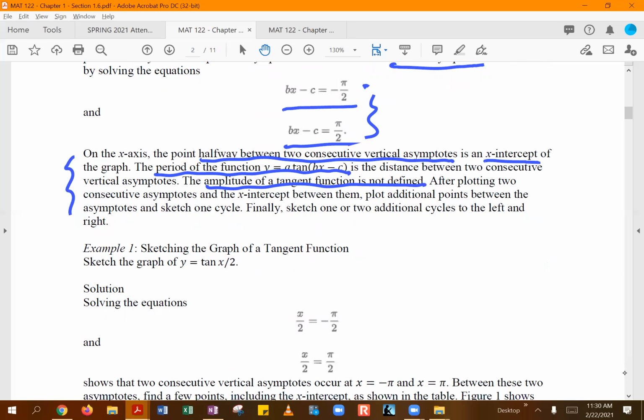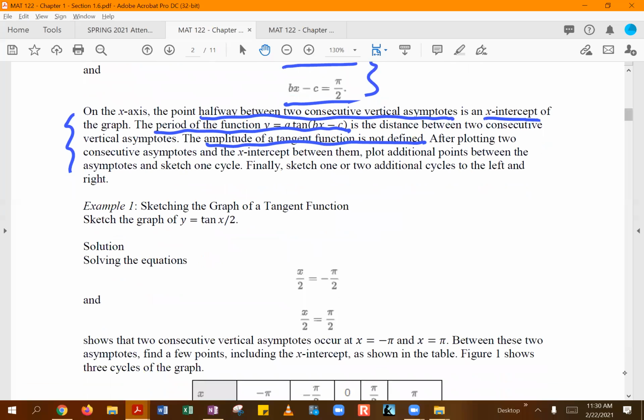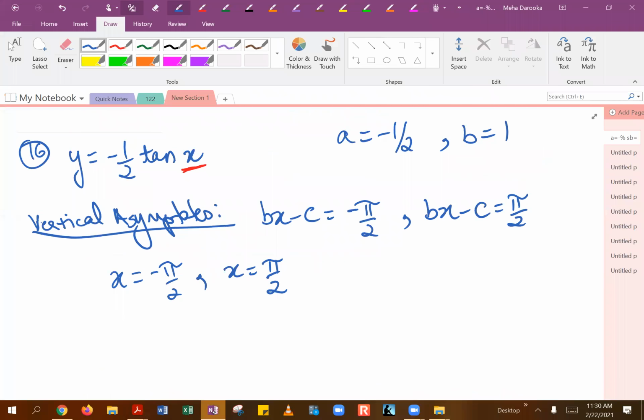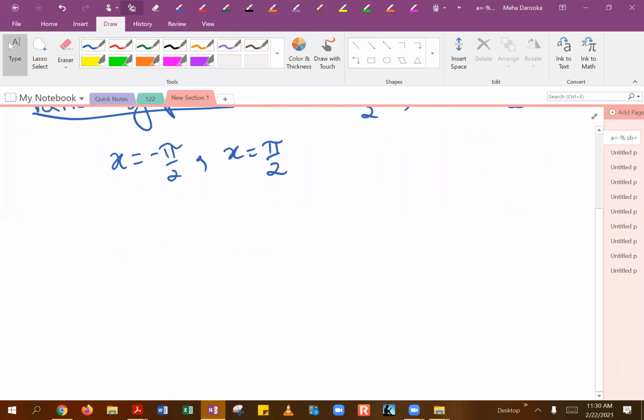And they're talking about finding where your vertical asymptotes are going to be. We know halfway between them we'll have the x-intercept, and then we can plot a few more points in between those numbers to see what kind of behavior our graph is going to be doing. That's the same kind of thing we will try and do with our function over here.